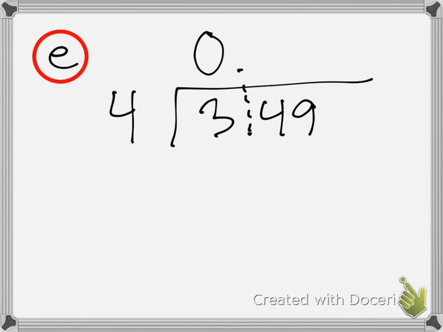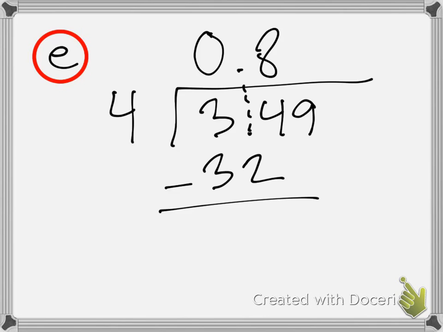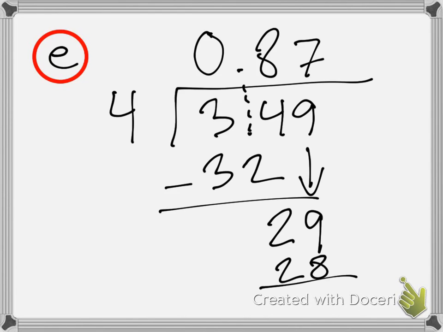8 times. What's 8 times 4? 32. We do our subtraction. We get 2. We bring down the 9. How many times does 4 go into 29? 7 times. And what is that? 28. Then we subtract, we bring down a 1.